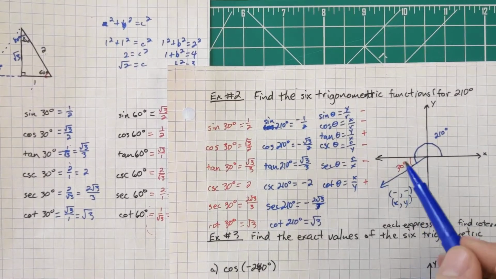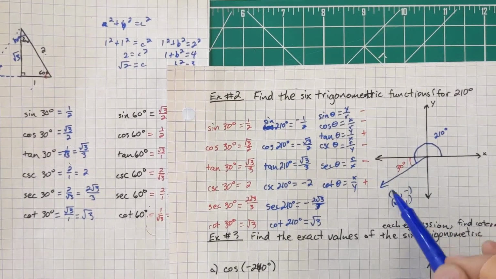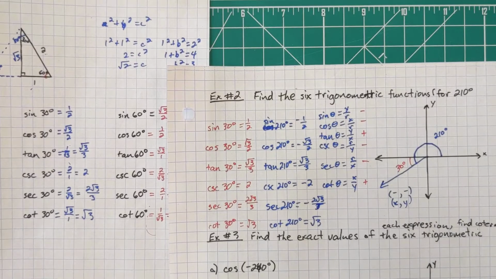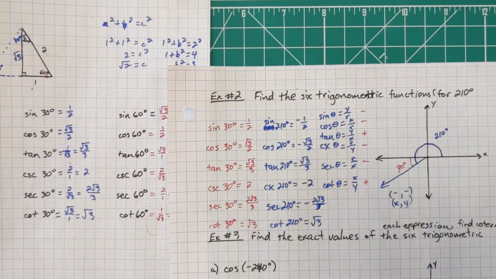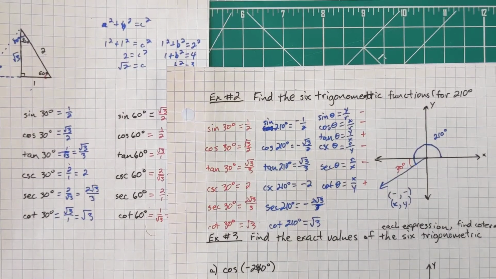So we could figure out what some different x and y values are, or draw in a triangle, that's fine. But if we know whether they should be positive or negative, we could use that as well. All right, example 3.